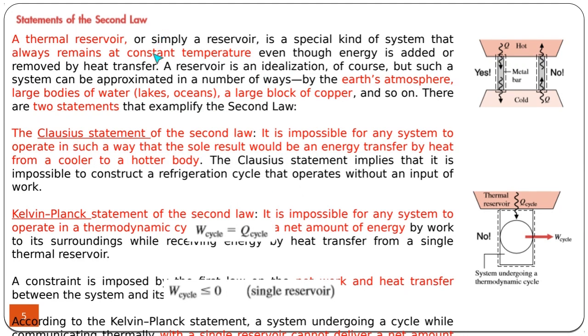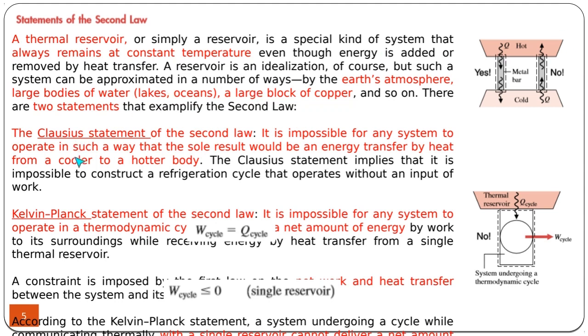So let's remember from last week what a thermal reservoir was. A thermal reservoir is a special kind of system which always has a constant temperature, no matter how much heat is added or how much heat is removed. For instance, the atmosphere or sea or large lakes are thermal reservoirs because no matter how much, for instance, hot water you put into the sea, you cannot change its temperature. Or no matter how big a fire is, you cannot change the temperature of the atmosphere. So these systems are called thermal reservoirs, meaning that they always have constant temperatures regardless of the heat added or heat removed.